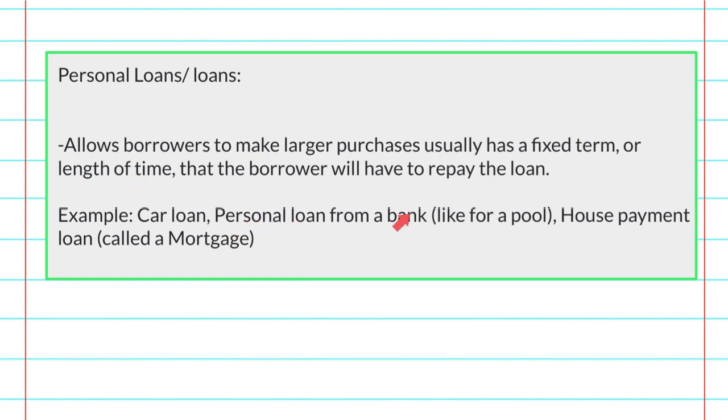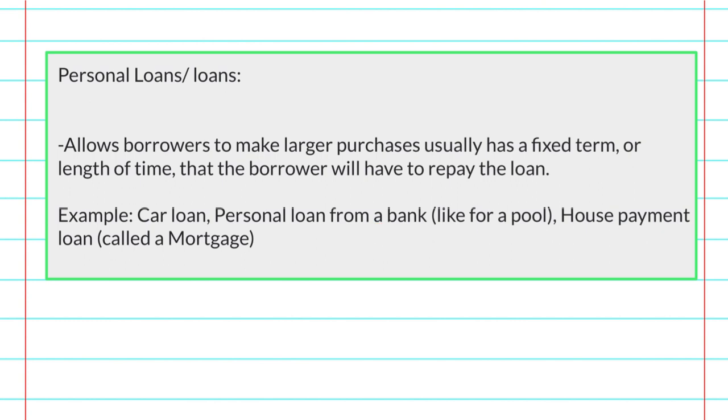You can also get a personal loan from a bank. So with a personal loan, maybe I don't have enough money to put a pool in my backyard. I go to the bank and say, hey, I need a personal loan. With a personal loan, you're normally going to have a little bit higher interest rate and maybe for a shorter amount of time. But I'm going to have a set interest rate, and I'm going to have however many years it'll take me to pay back that loan with interest.